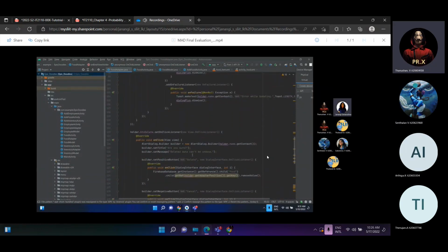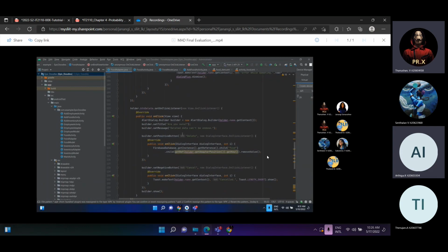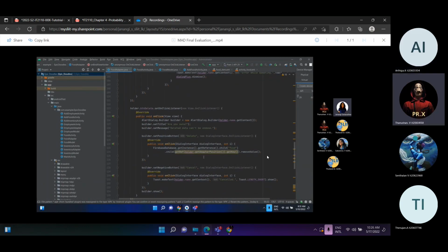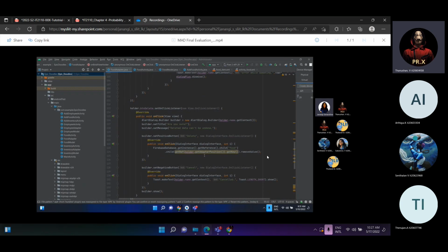Okay. The validation, ma'am. Okay, so there you have used alert dialog. Why did you use that? In line number 160, there's something called alert dialog. Yeah. Why did you use that?